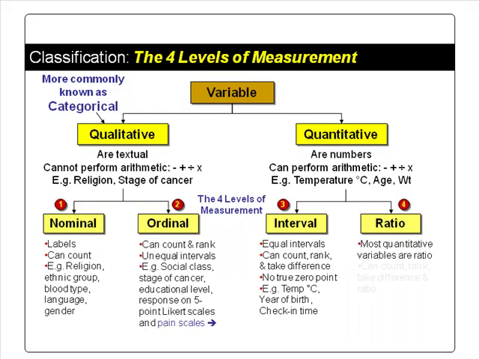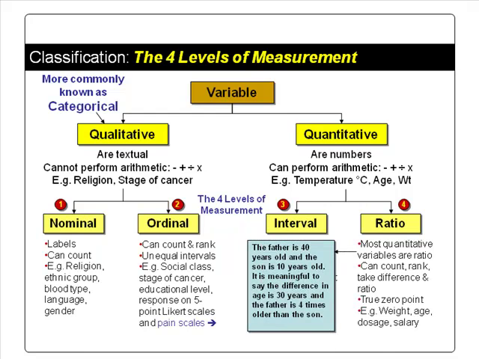Most quantitative variables are ratio level. A ratio variable allows you to count, rank, take differences, as well as take ratios. For example, age is a ratio variable. The age of the father is 40 years old, while the son is only 10 years old. There is a difference of 30 years between them. And the father is 4 times older than the son.